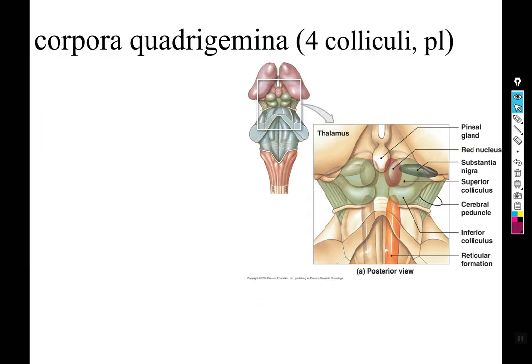All right, hi everyone. This lecture is the second part of Chapter 14, The Brain, for Biology 241, Winter 2019. So, where we left off, we were talking about the corpora quadrigemina.